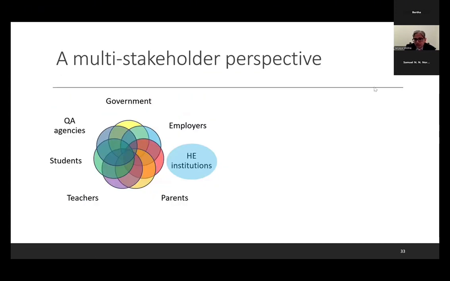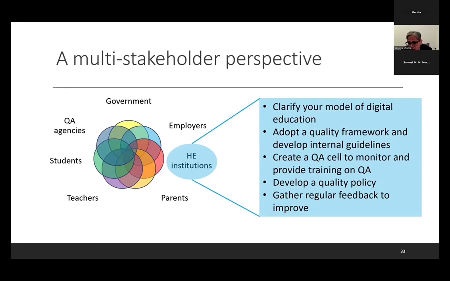So quality is actually a multi-stakeholder concept, and within that concept, higher education institutions have certain roles, and they must clarify their model of digital education. They need to adopt a quality framework and develop their internal quality assurance guidelines. They need to have a quality assurance cell to monitor, provide training on quality to teachers, develop a quality policy, and of course, they need to monitor by gathering regular feedback for improvement. As I said, improvement is my way of looking at things, as quality is a continuous process of continuous improvement.